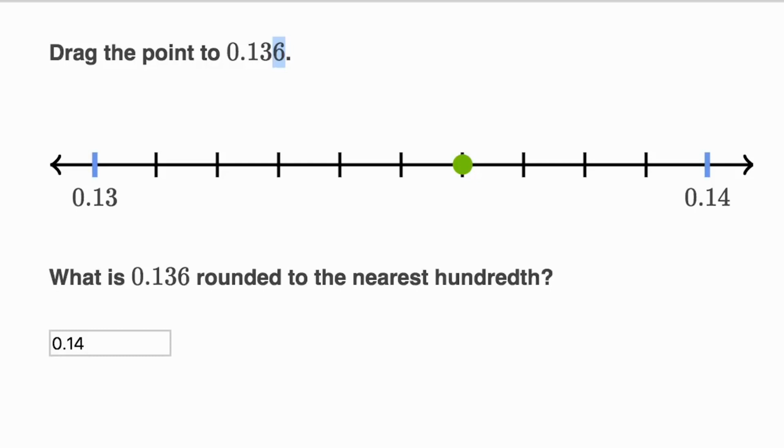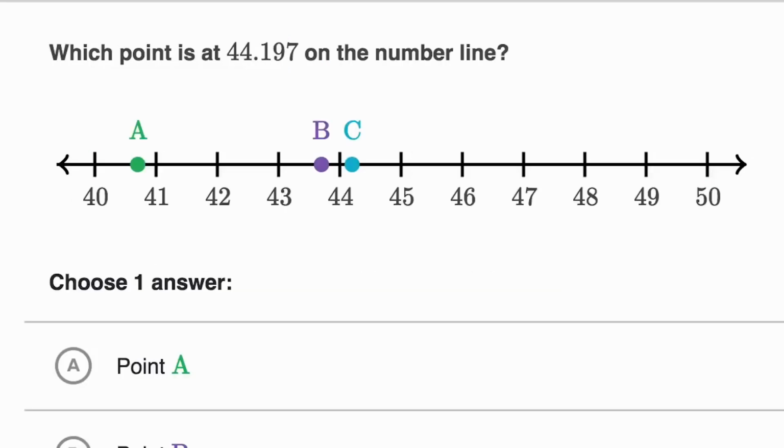Let's do a few more examples here. So let's say that, so they're asking us which point is at 44.197 on the number line.